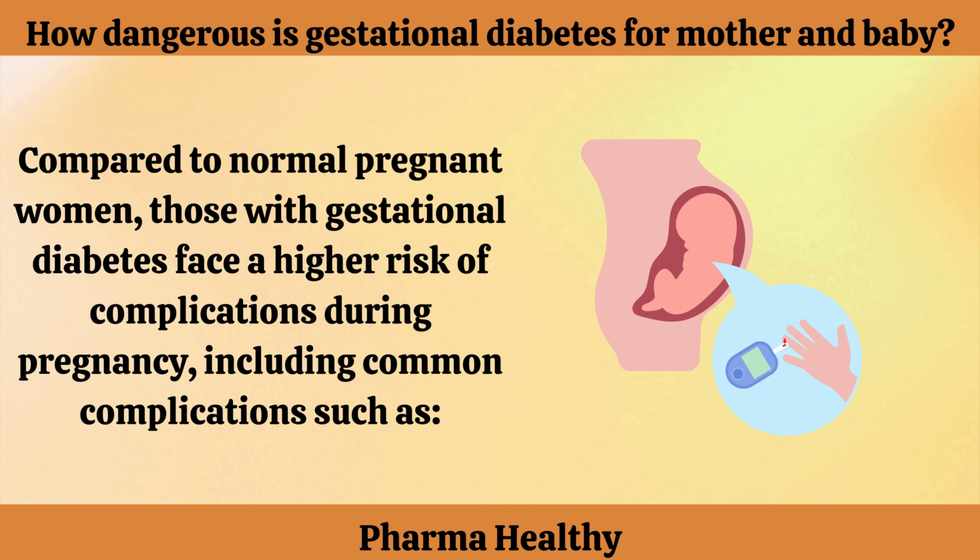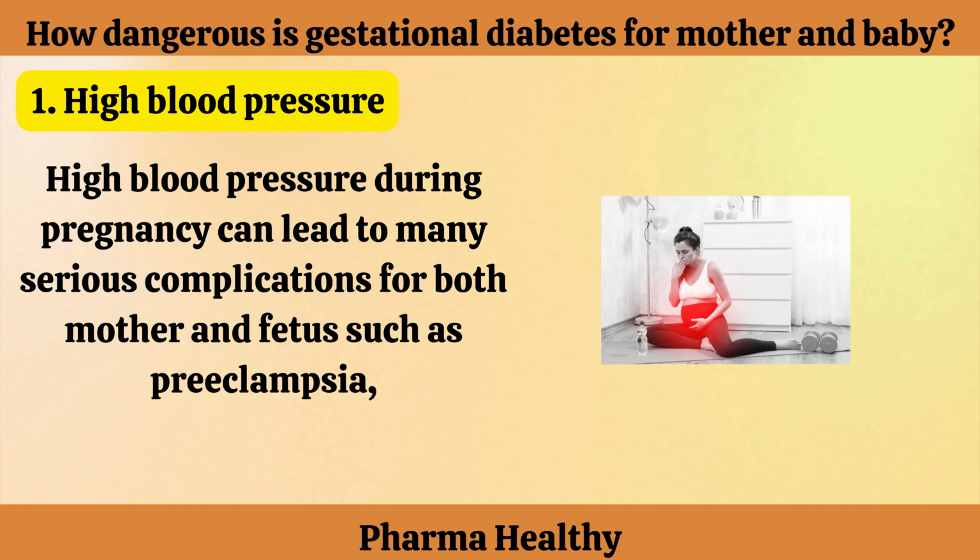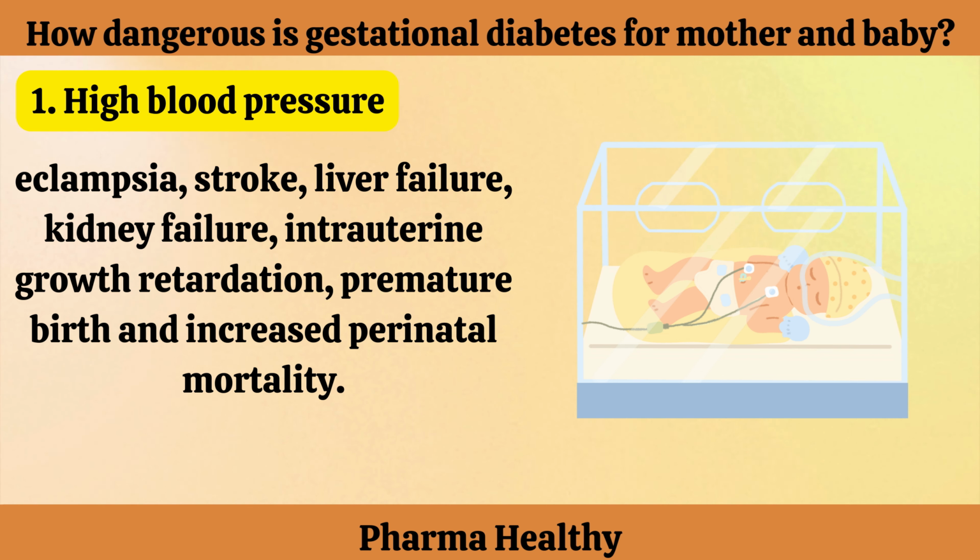Compared to normal pregnant women, those with gestational diabetes face a higher risk of complications during pregnancy, including common complications such as 1. High blood pressure. Pregnant women with gestational diabetes are at higher risk of developing high blood pressure than normal pregnant women. High blood pressure during pregnancy can lead to many serious complications for both mother and fetus such as preeclampsia, eclampsia, stroke, liver failure, kidney failure, intrauterine growth retardation, premature birth and increased perinatal mortality.